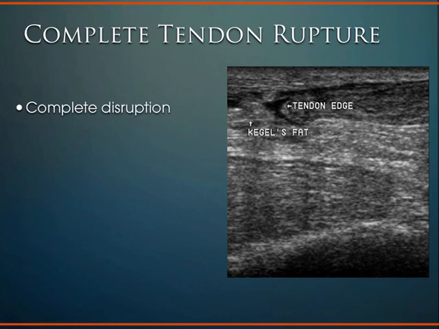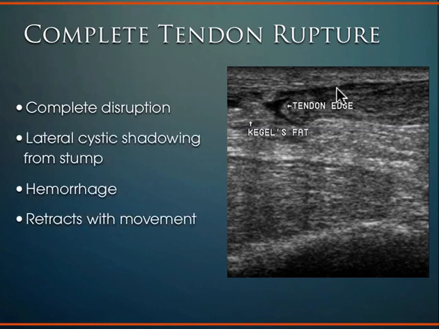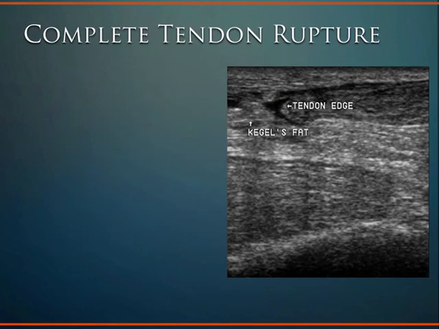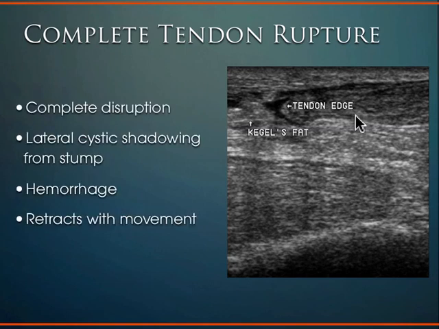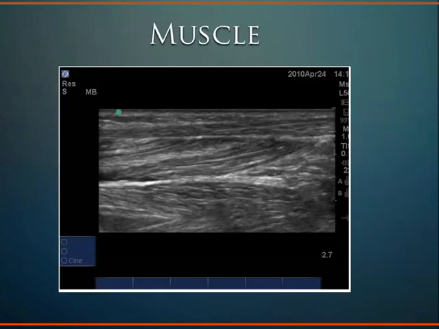Then complete tear, basically what you can see on this image here is this is the leading edge of the tendon, should be connecting to this part of the tendon, but there's obviously disruption there, retraction of the tendon, localized fluid collection, and if you were to take that through range of motion, you would basically see that tendon stub retract, and you can see that dynamically. So that can be quite helpful. So we'll move on to muscle.